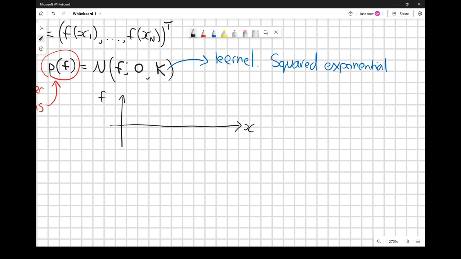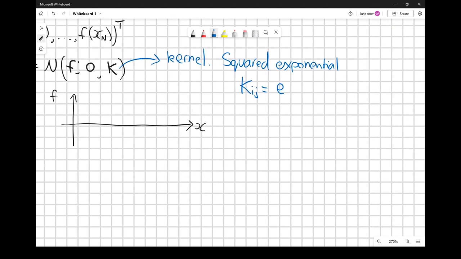Basically, what it comes down to is that the ijth element of the covariance matrix is equal to an exponential. So it looks a bit like a Gaussian, it's got a kind of Gaussian shape. I'm going to say minus 1 over 2, put in a parameter, L squared, which we'll deal with shortly, and then xi minus xj, squared.